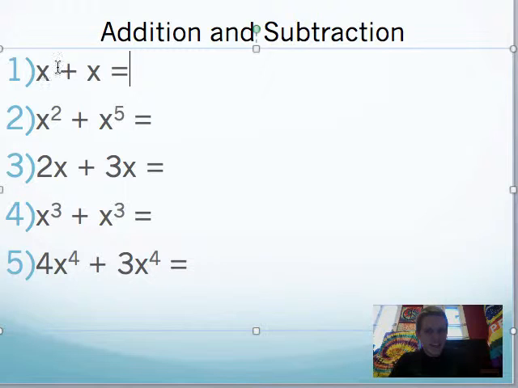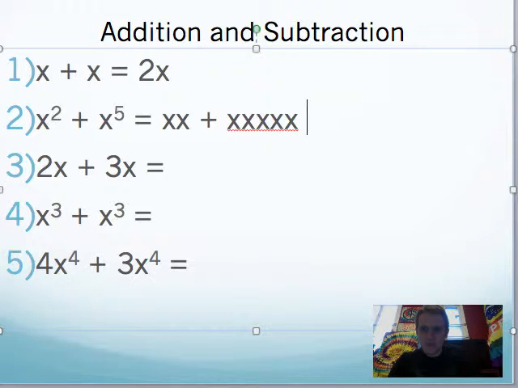So if we have something like x plus x, you should be pretty comfortable to say that that is 2x. If we've got something like x squared plus x to the 5th power, that one's a little bit more tricky. I'm going to rewrite this in simplified form, so x times x plus x times x times x times x times x. Those you cannot add or subtract. In order to add or subtract anything with the same base, they also have to have that same exponent. So this one is not possible.